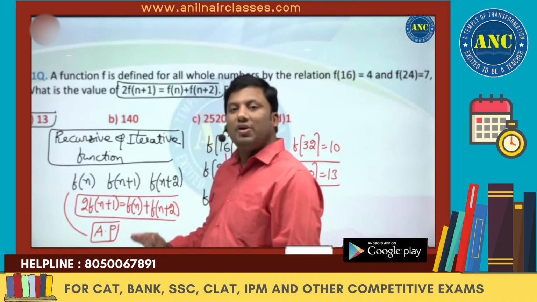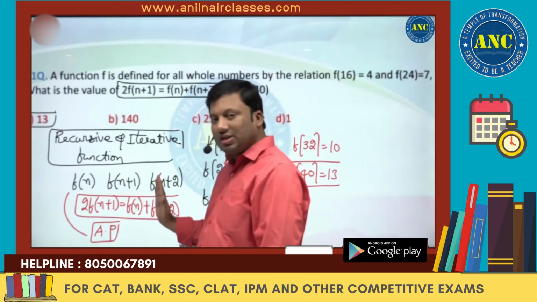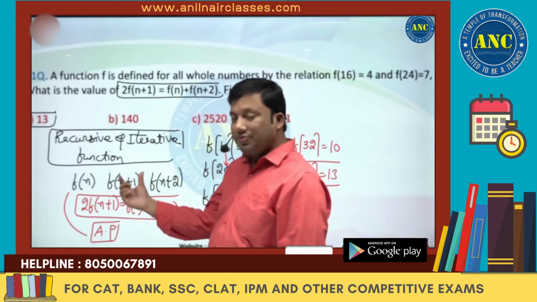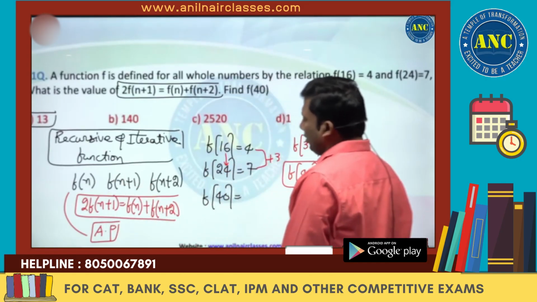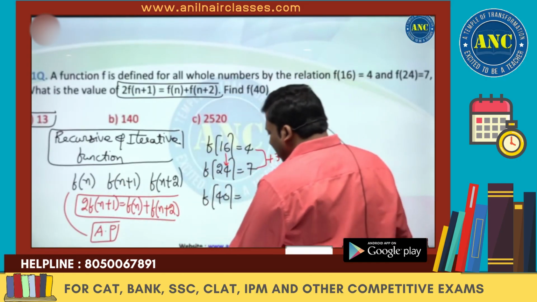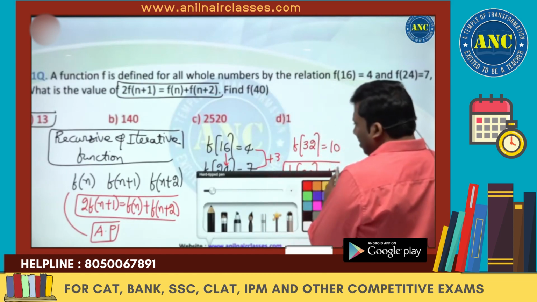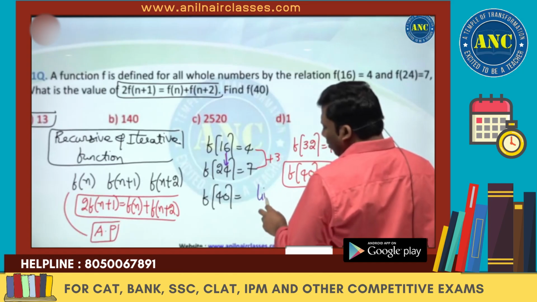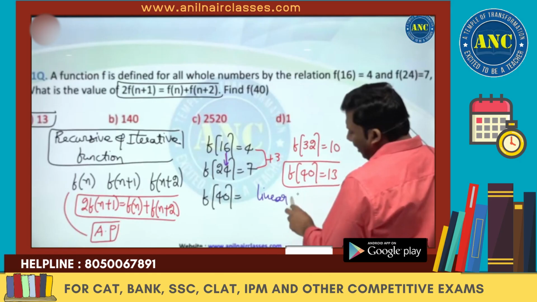2f(n+1) is equivalent to f(n) + f(n+2), that is, 2b equals a plus c. That means these functions are in arithmetic progression. If a function is in arithmetic progression, it will show a linear growth.